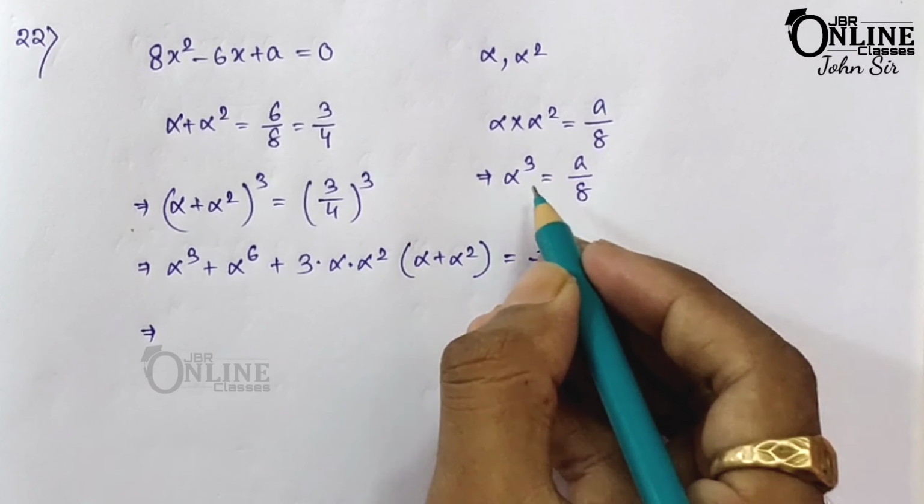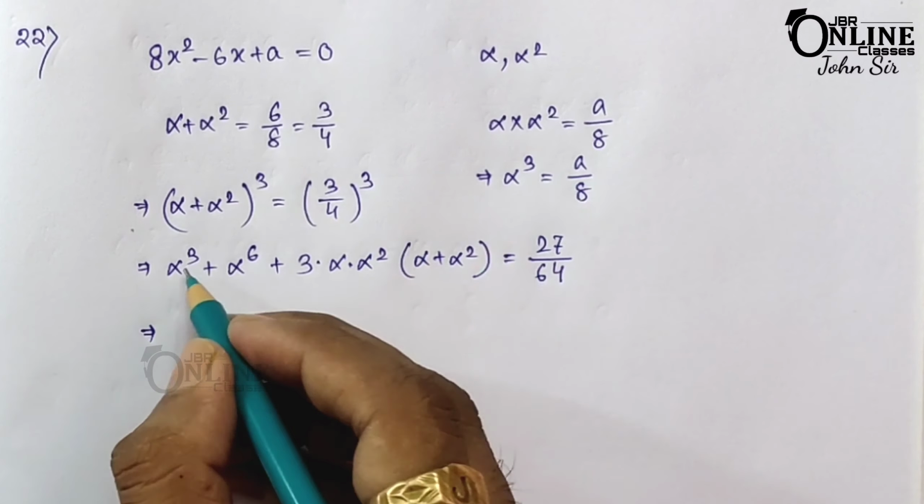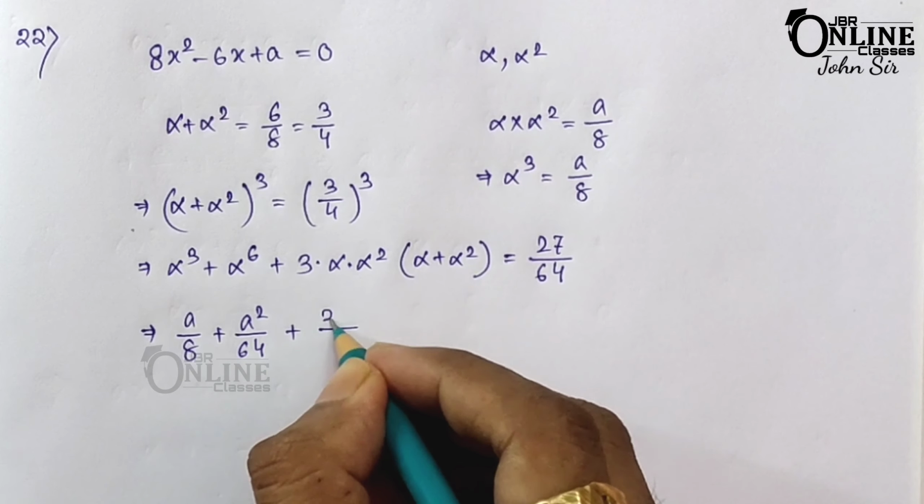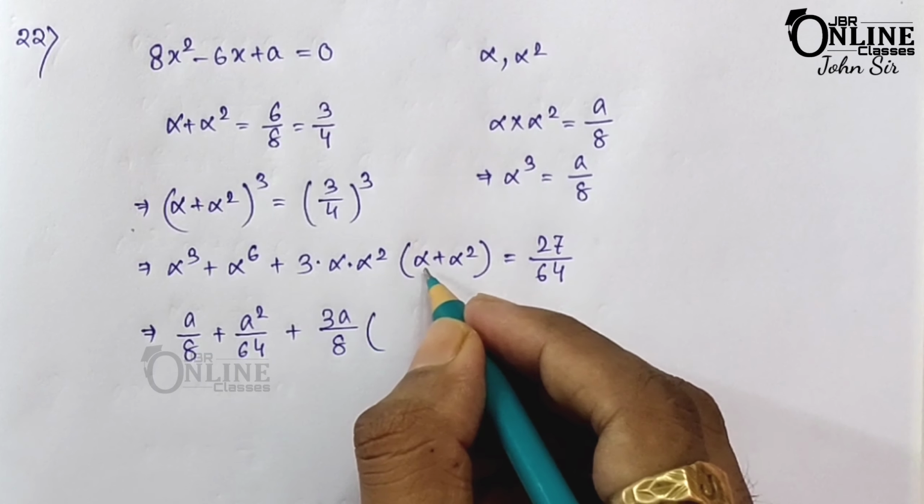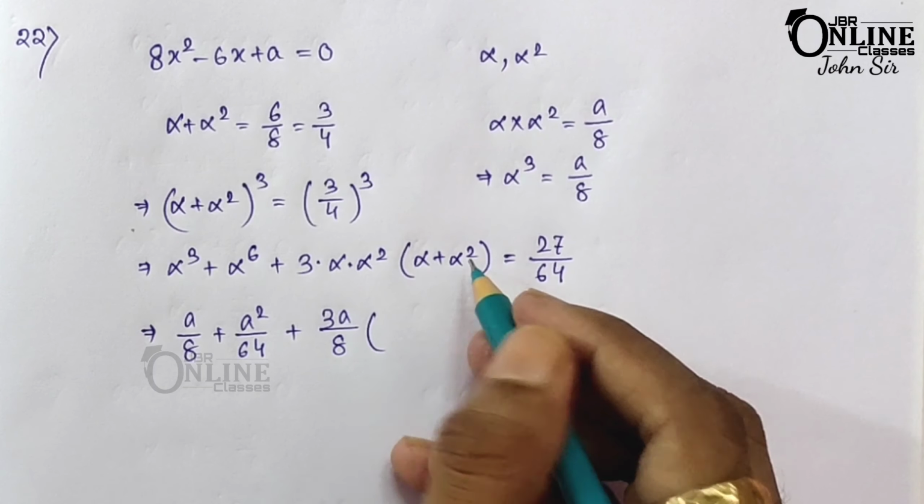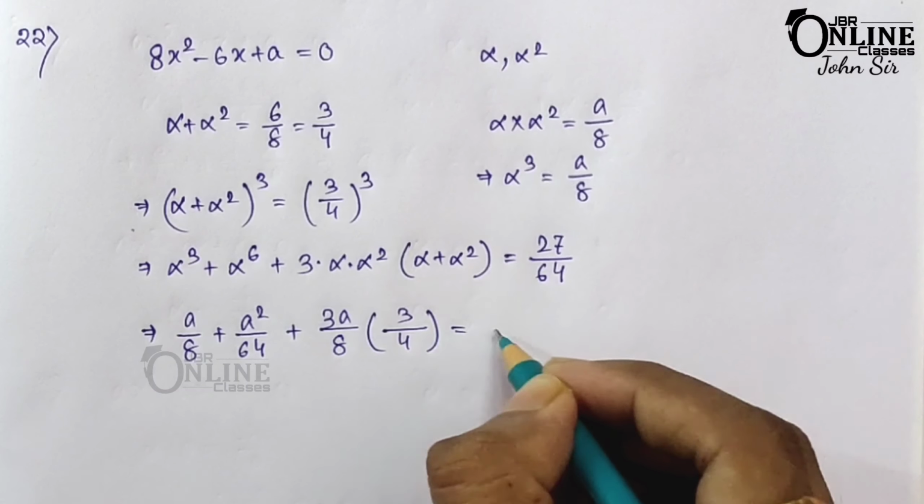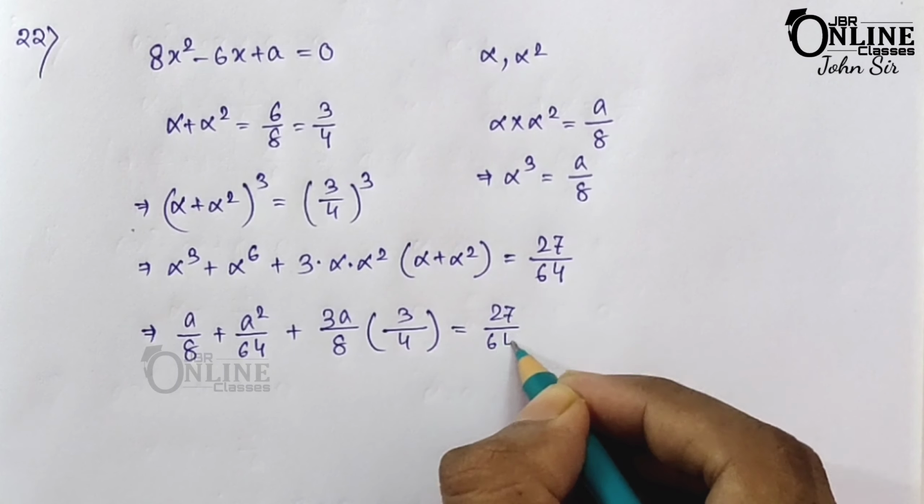So now you can easily put down the value. Here alpha cube means a by 8. This one, alpha to the power 6, that means alpha cube whole square, so it will be a square by 64. Here 3 into alpha cube, that means 3a by 8, and this one alpha plus alpha square, the value equal to 3 by 4. So that equal to 27 by 64.